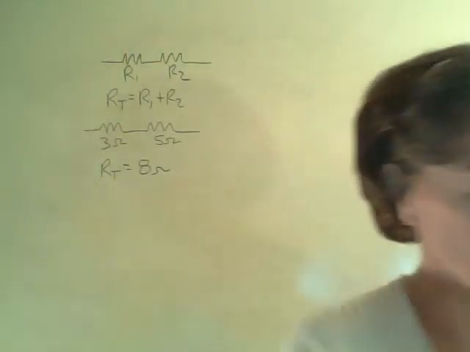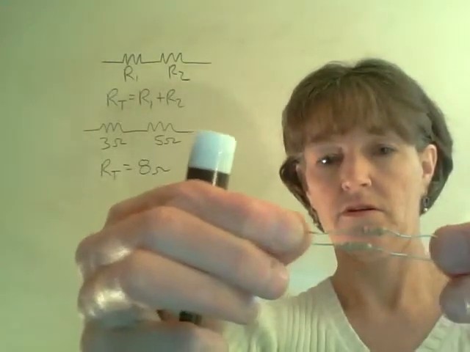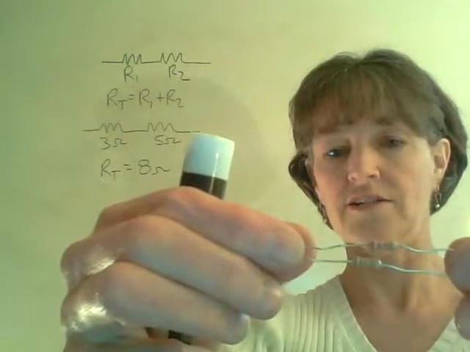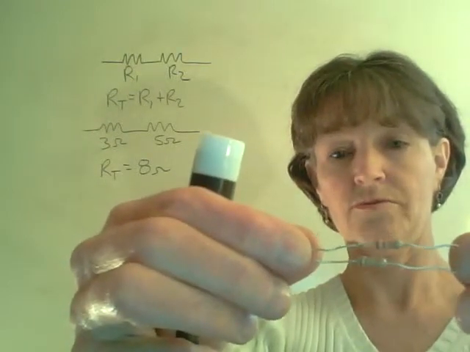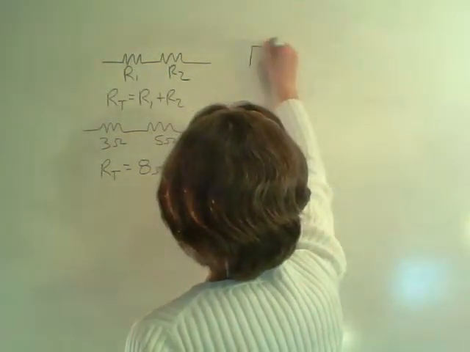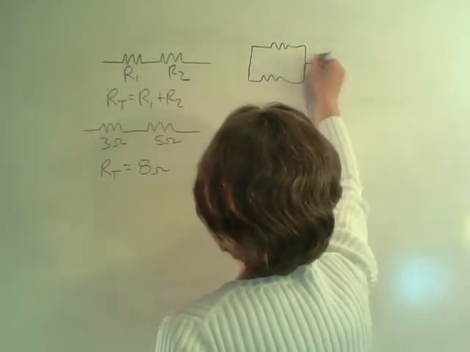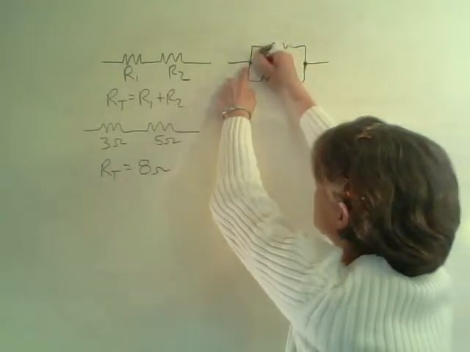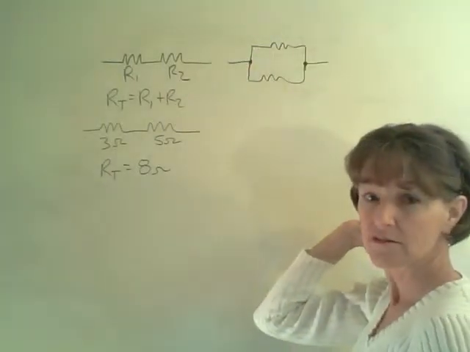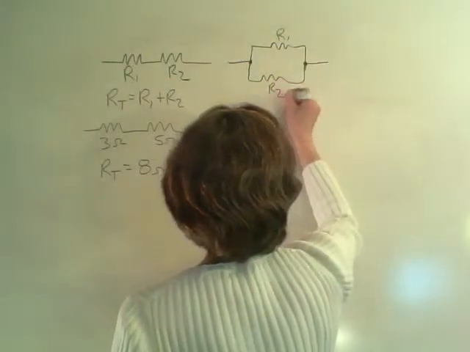All right, but if I put the two resistors like this, you see now they're connected end to end. Each end is connected to the other resistor. That's said to be in parallel. Here's what that looks like. I put my two squiggly lines and I connect them together on each end. This is R1, R2.